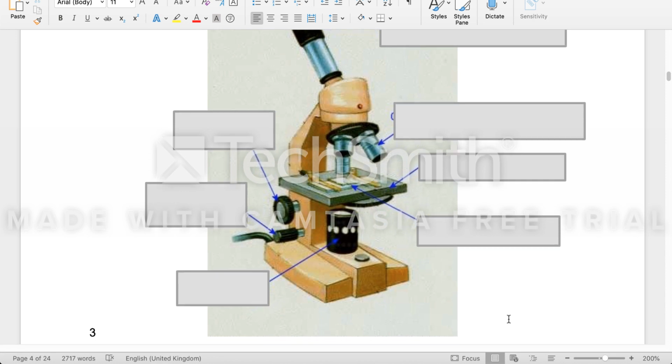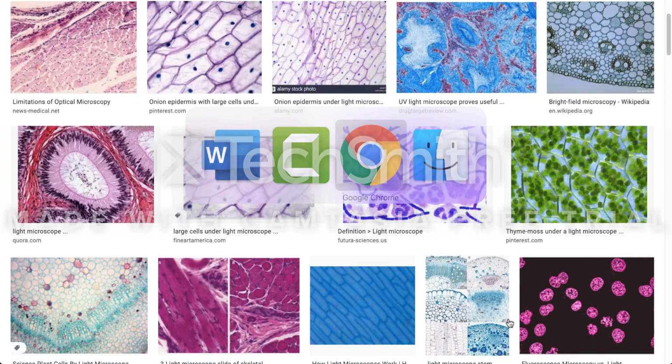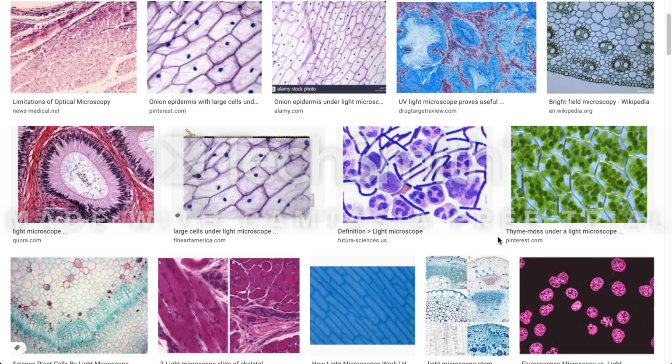Okay. Before I move on to the next type of microscope, I just wanted to show you really quick some images of what you might see through a light microscope. So if you go into Google and just type in light microscope images, this is what you're going to come up with. And you'll notice that a lot of these pictures are really colorful.